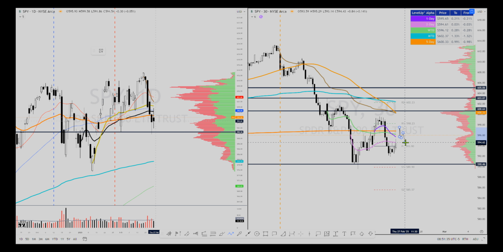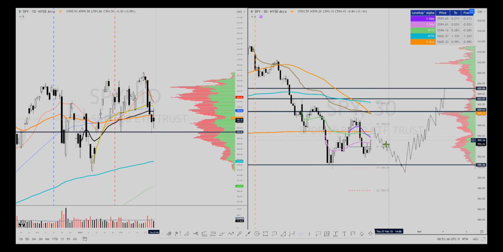So ideally what I'd really like to see happen today, a potential scenario, is maybe we rally up to that election VWAP, undercut the 3-day VWAP, hit some of these stops, then start to really stabilize and start to catch a better bounce back up to the 605 level.